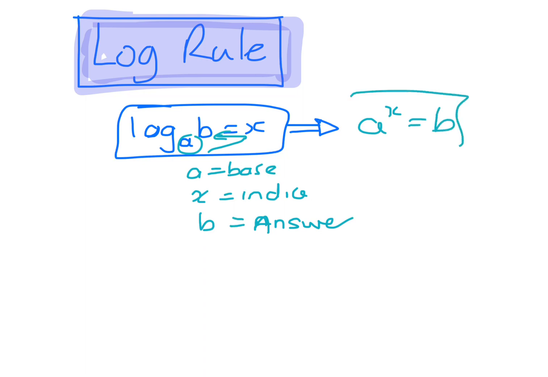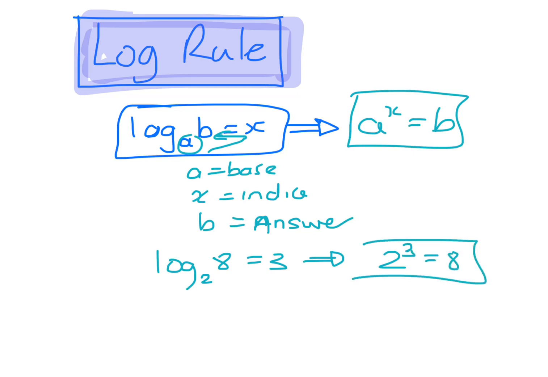So that'll equal B. Okay, so let's say we have log base 2 of 8 equals 3. Then what that implies is 2 to the 3 equals 8.